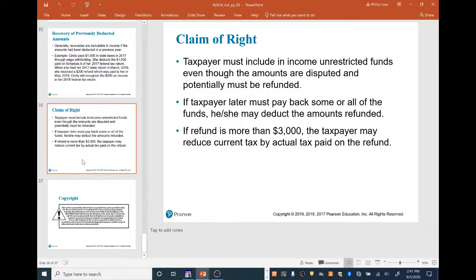Okay, next let's talk about the claim of right. So a taxpayer may receive funds which have disputed ownership. Under the claim of right doctrine, the taxpayer must report the disputed amount as income unless the use of funds is restricted, okay? If the taxpayer is subsequently required to repay the disputed amount, a deduction is available in the year of repayment. An adjustment may be available if the taxpayer's marginal tax rate in the year of inclusion exceeds the taxpayer's marginal tax rate in the year of deduction. So if the refund is more than $3,000, a taxpayer may reduce current tax by the actual tax paid on the refund.